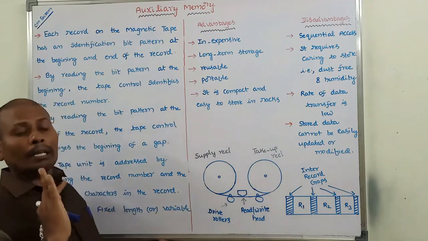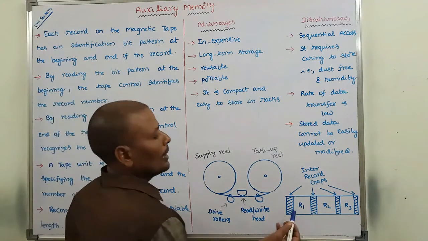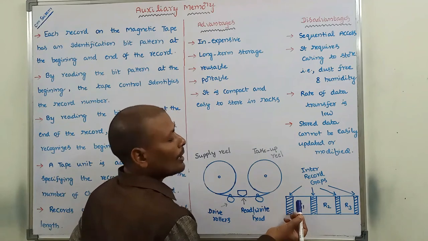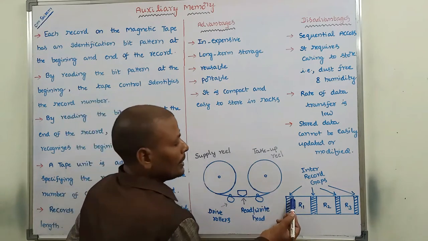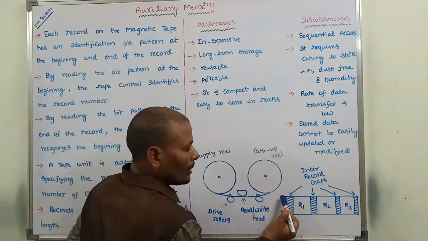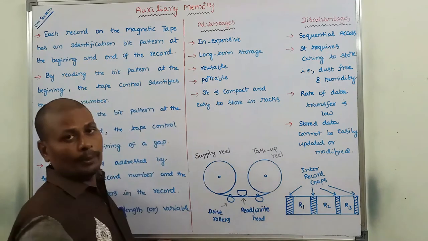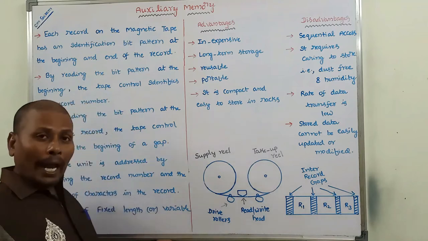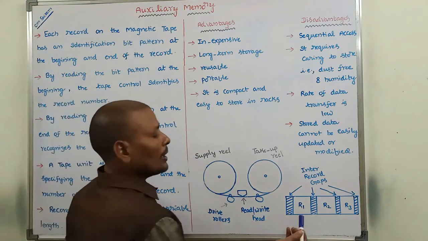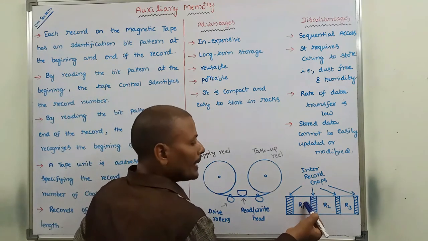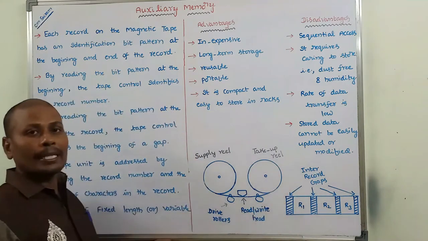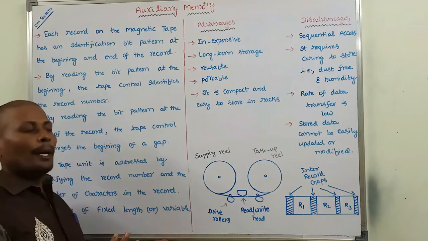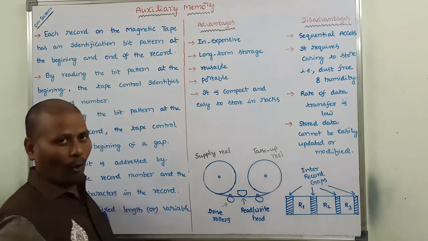So by reading the bit pattern at the beginning of a record, the tape control identifies the record number. This is the R1 record, so this is the first record. By reading the bit pattern at the end of the record, the tape control identifies it as a gap before the next record.